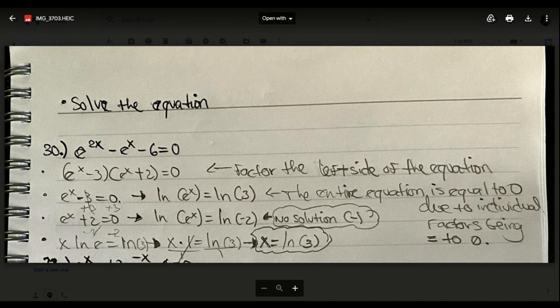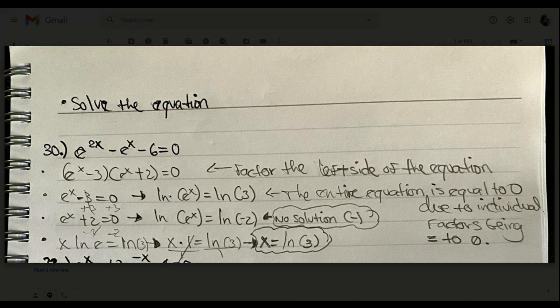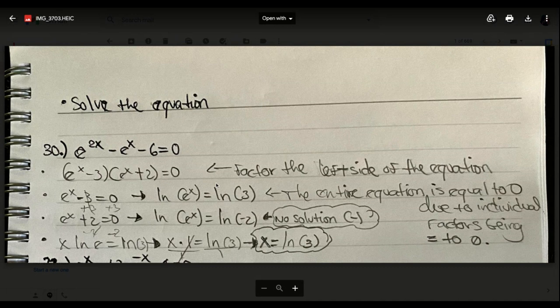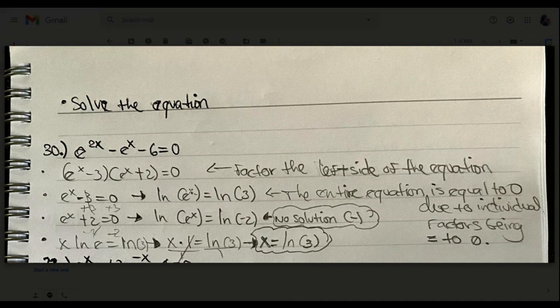So it's already equal to 0. Basically, I am going to now add 3 to both sides, so I can cross out the minus 3. We then take the natural logarithm of both sides of the equation to remove the variable. So this is the natural logarithm of both sides.